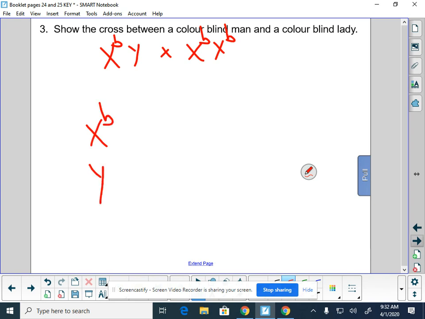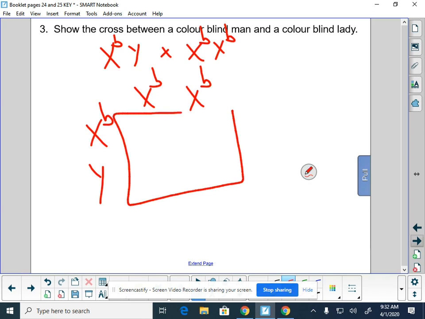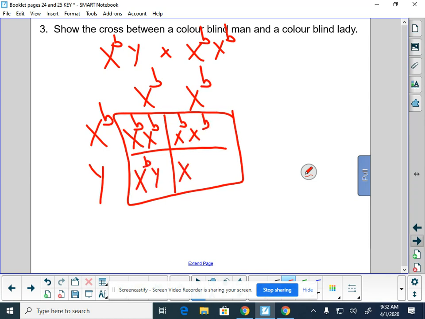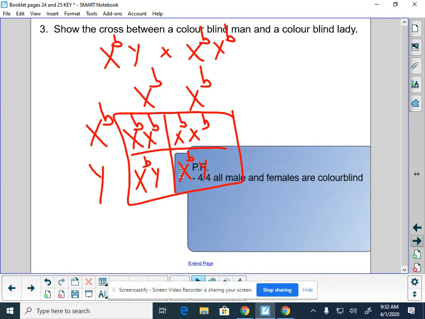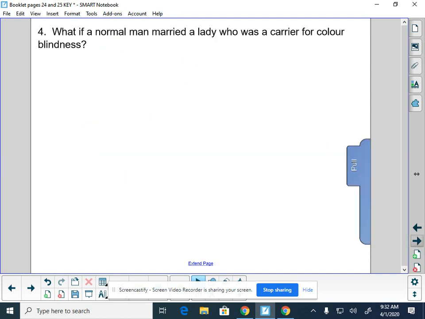Punnett square. Oh, that got messy. Quickly fertilize. And then we have the phenotypic ratios. So again, pause the video if you need to look this over with a little bit more time. Question number 4. Normal man married a lady who is a carrier.